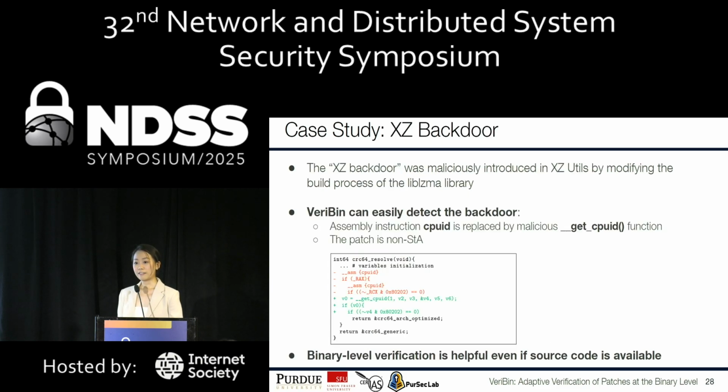We also apply VeriBin on the recently discovered XZ backdoor, which was maliciously introduced to the XZ Utils project via an obfuscated building script in compilation. And VeriBin can easily detect this backdoor, where an assembly instruction CPUID is replaced by a function called getCPUID, and finally determines that this patch is not safe to apply. This case study highlights the need for binary level verification, even when the source code is available.